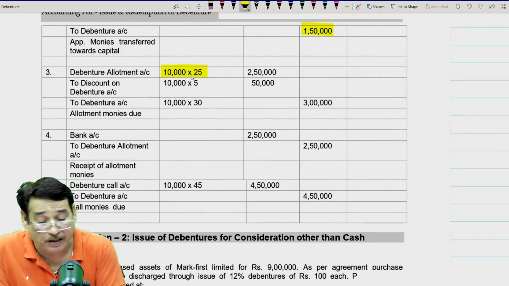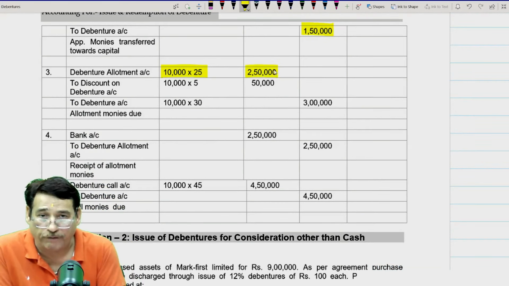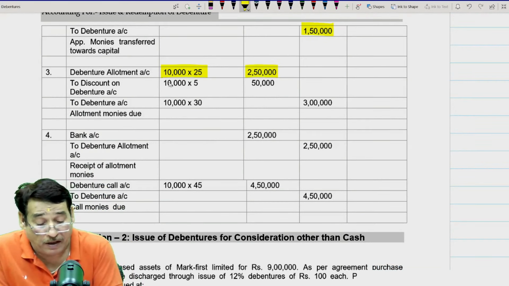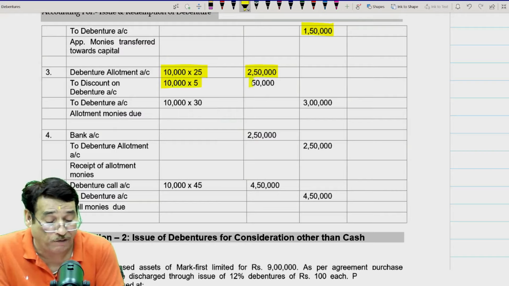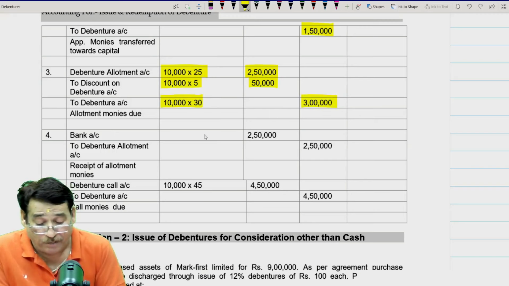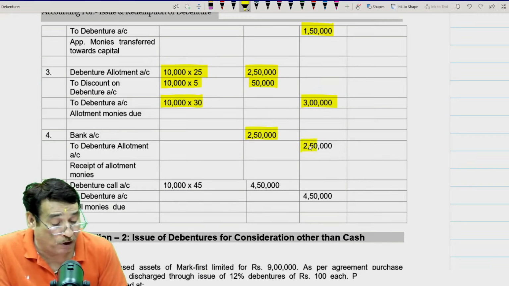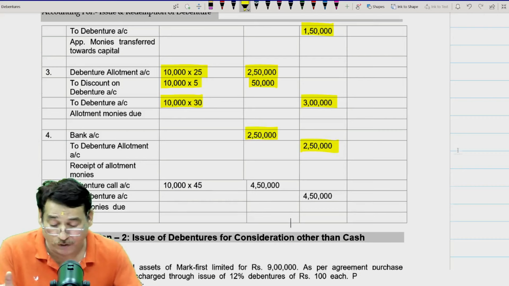Allotment money actually is 10,000 into 25, that is 2,50,000, as I just told you. And discount you will debit 10,000 into 5, that is 50,000, and then you are going to write to debenture 3 lakh. Then bank account debit to debenture allotment account, you are going to receive 2,50,000, 2,50,000.